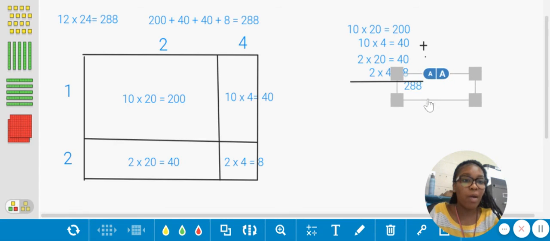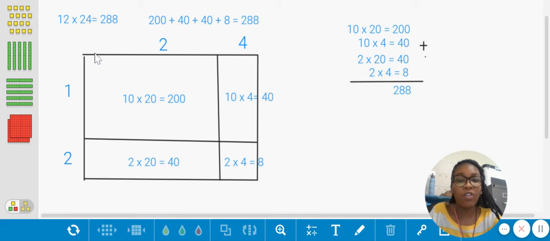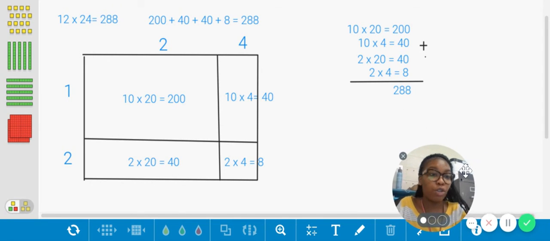I added all those partial products to get one final product. And guess what? We got 288 over here as well. So you can see that you can eliminate this entire step of drawing an area model by just using your partial products. All right? And that's how you use your partial product strategy to solve a multiplication sentence.